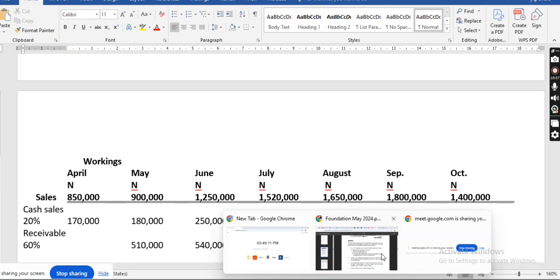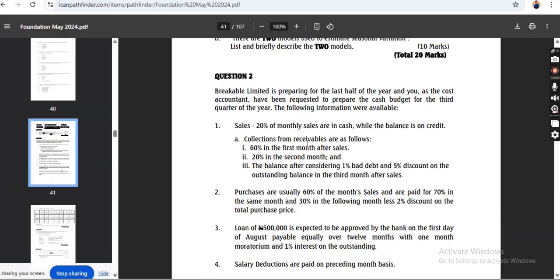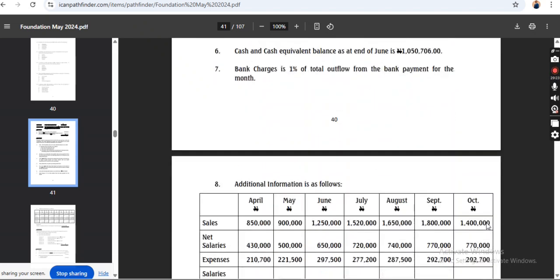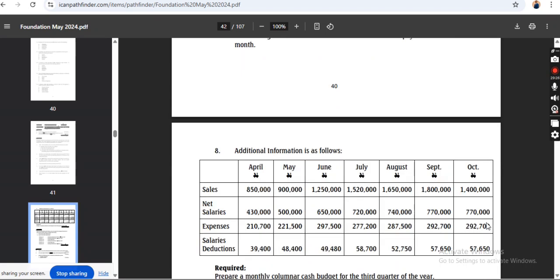Now, the first question is the cash sales. The cash sales is 20% of monthly sales. The second is that the collection period of the receivable will be 60% in the first month after sales. You make a sales of 850 in the month of April. You will receive the payment in the month after the sales.